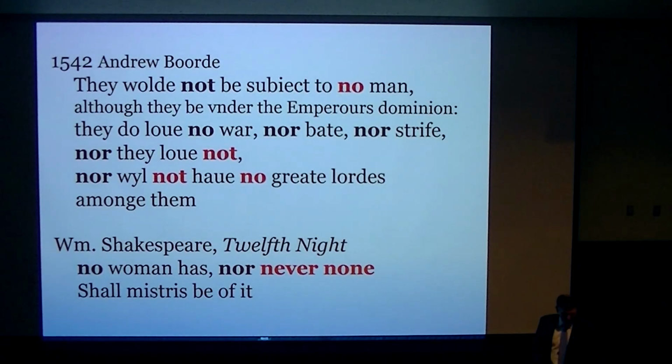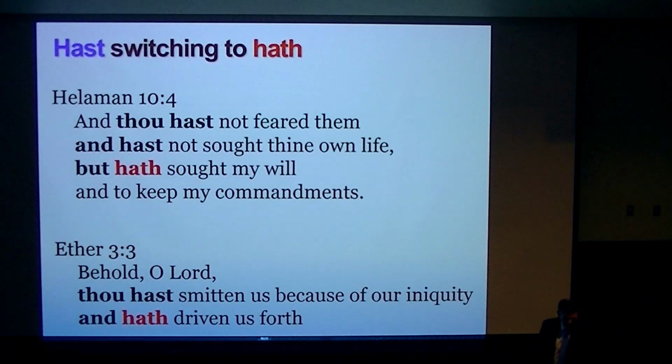And Shakespeare has a good one. No woman has, nor never none shall mistress be of it. Multiple negation was common in the early modern period. We have good variation that corresponds only with this period. Thou hast and hast, but hath, with the same subject, thou, but we switch to hath.